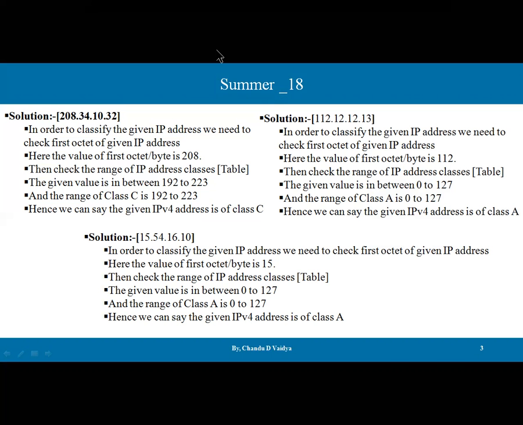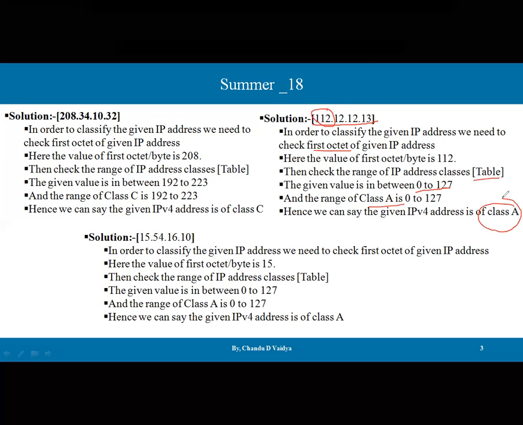Now take the second one, that is 112.12.12.13. In order to classify this address, we need to check the first octet, which is 112. Check the value against the table and see where it lies. It is between 0 and 127. The range 0 to 127 is class A. So this address belongs to class A.